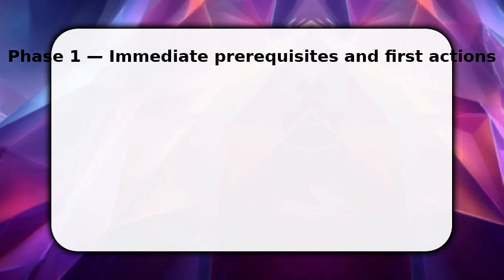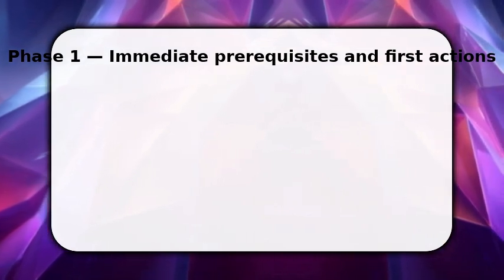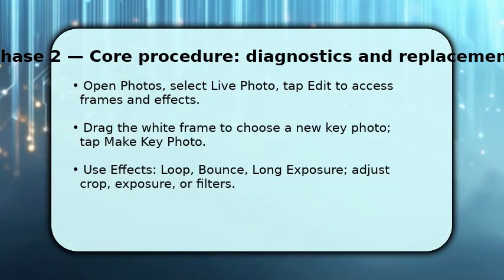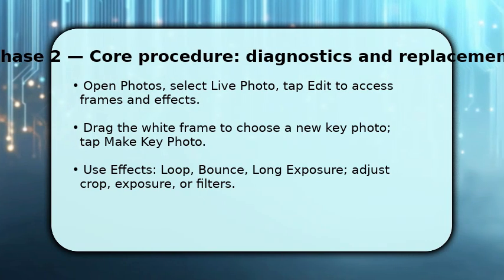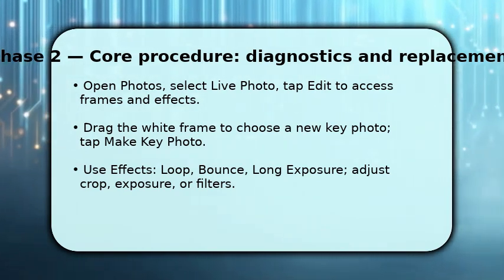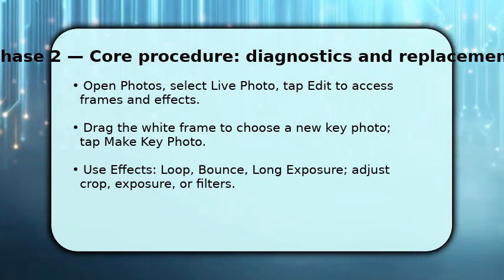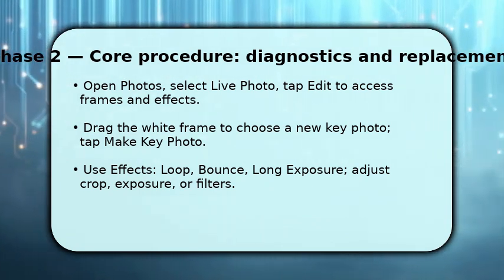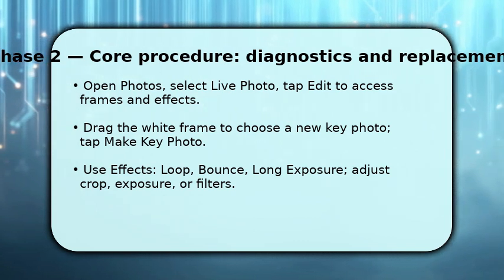This captures the short clip before and after the shot, which gives you the flexibility to pick a key frame later. Once done capturing, open Photos and select the live photo you want to refine. Tap Edit to reveal individual frames and the effects menu. You can scrub the small timeline to pick the clearest moment, and then tap Make Key Photo so that frame shows as the still image in albums.